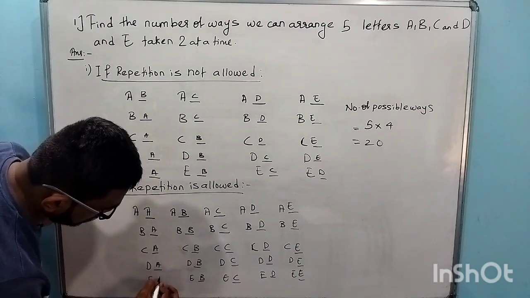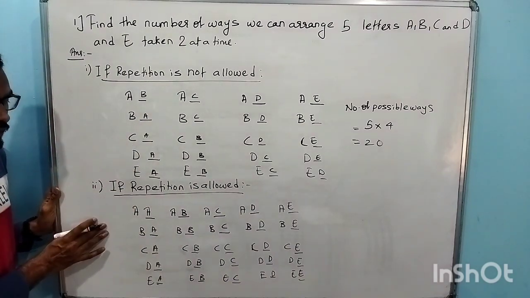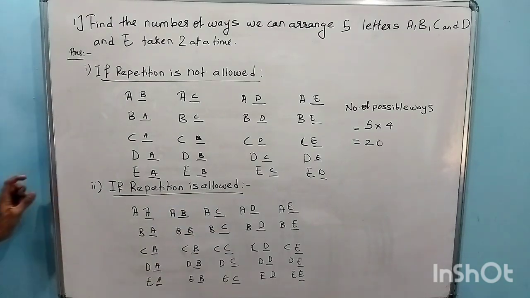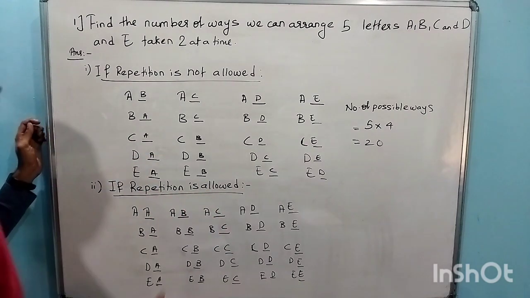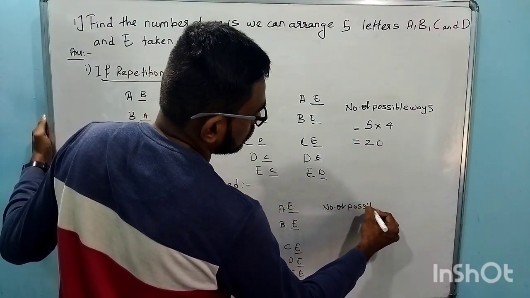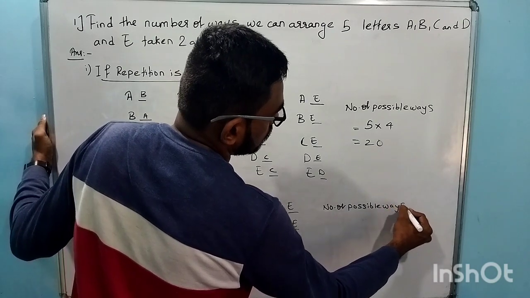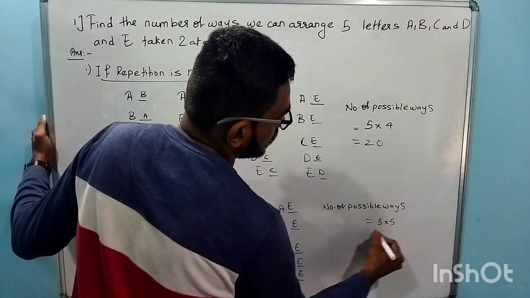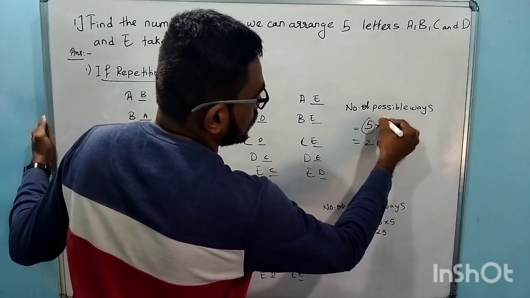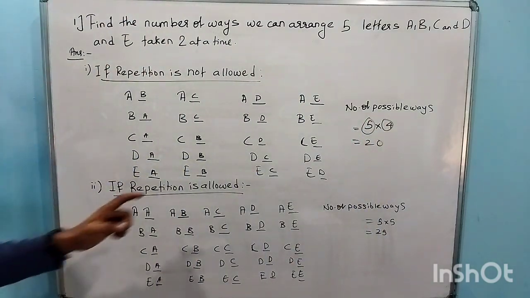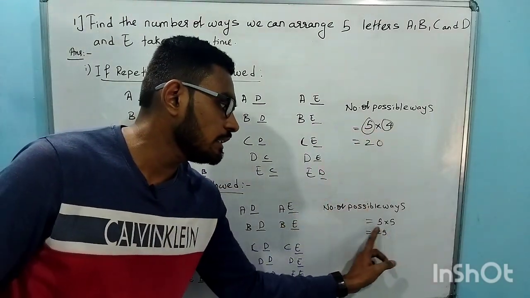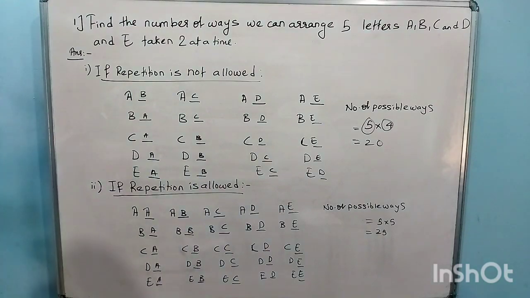So we can select first place in 5 ways, and after selecting first place, we can select second place in 5 ways only, because repetition is allowed. So the number of possible ways is 5 into 5, which is 25, or 5 square you can say. If repetition is not allowed, then it becomes 1 less. If repetition is allowed, then it remains the same thing.